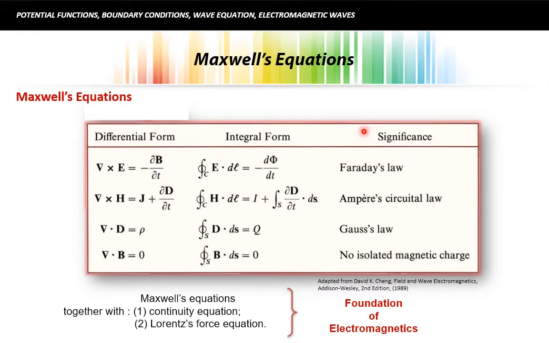Let's remember Maxwell's equations. This table summarizes both the differential and integral forms of the four Maxwell's equations, which are known as Faraday's law, Ampere's circuital law, Gauss's law, and no isolated magnetic charge. Together with Maxwell's equations, when we use the continuity equation and the Lorentz force equation, we complete the foundation of electromagnetics.